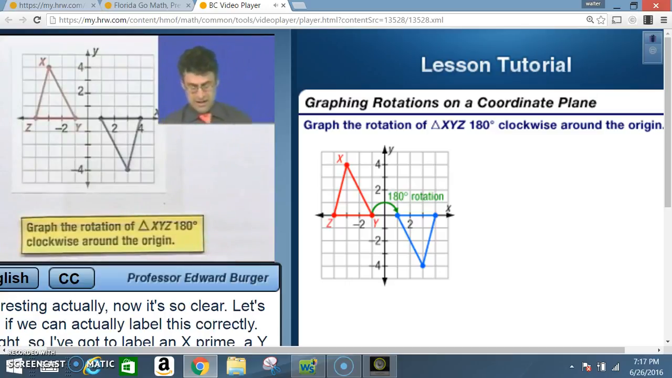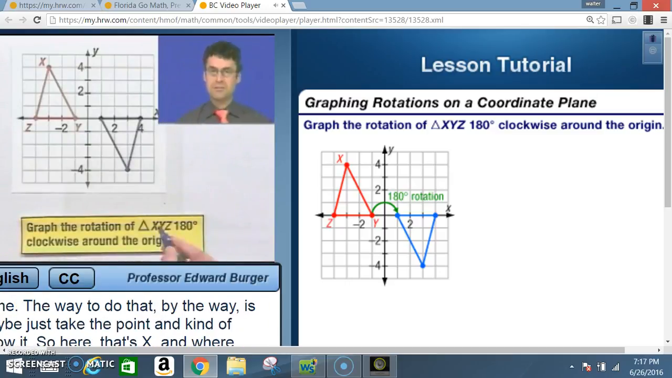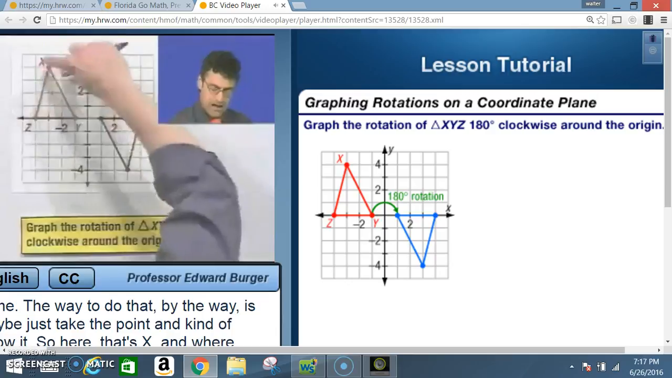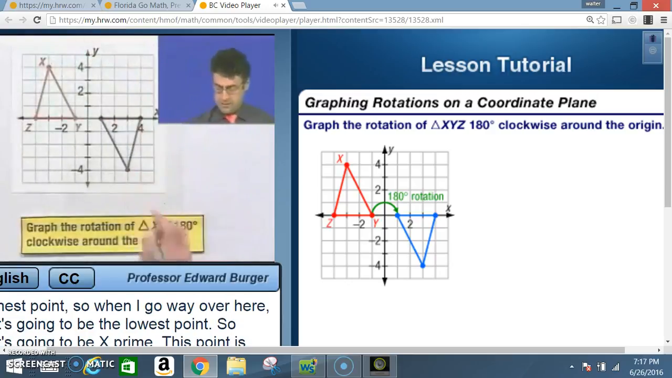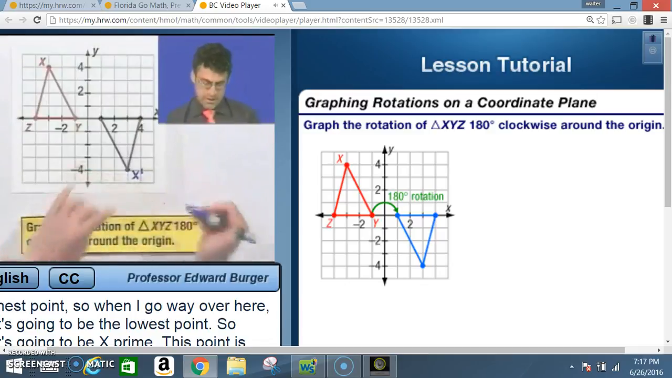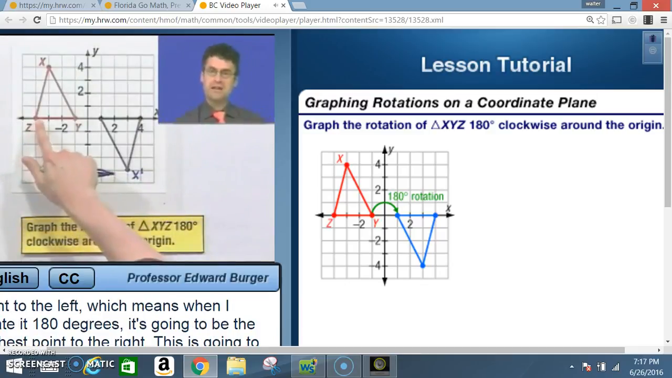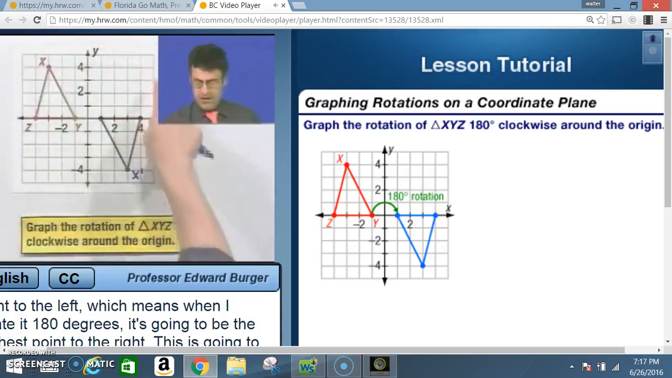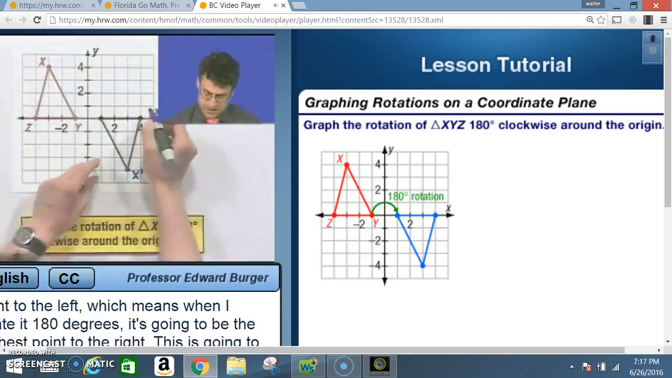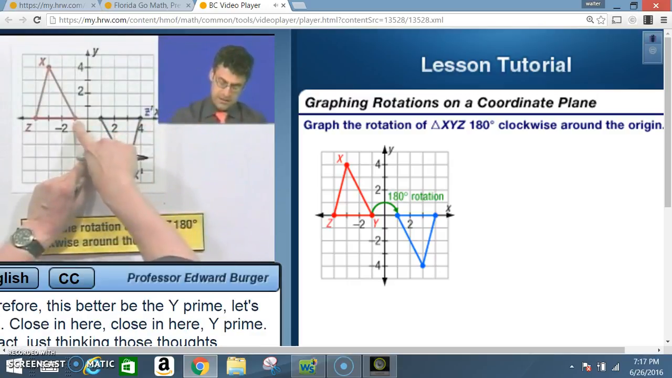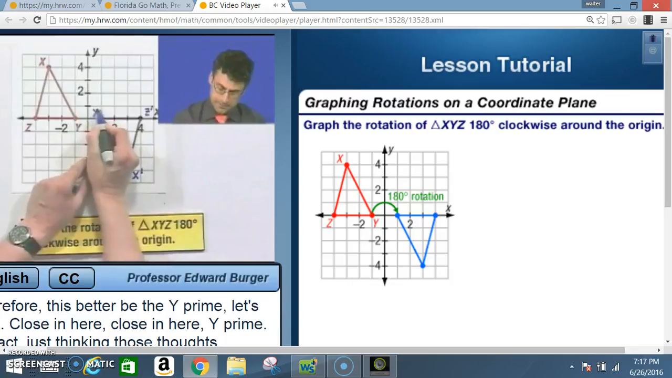All right. So I've got to label an X prime, a Y prime, and a Z prime. The way to do that, by the way, is maybe just take the point and follow it. So here, that's X, and where does that go to? That's the highest point. So when I go way over here, it's going to be the lowest point. So that's going to be X prime. This point is the furthest point to the left, which means that when I rotate it 180 degrees, it's going to be the furthest point to the right. So this is going to be the Z prime. And therefore, this better be the Y prime. Let's see. It's close in here, Y prime.